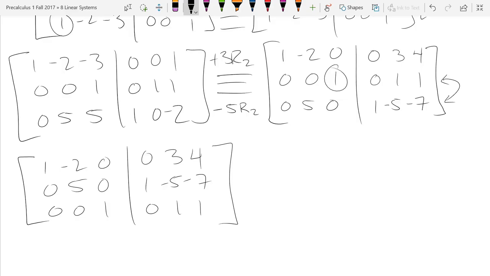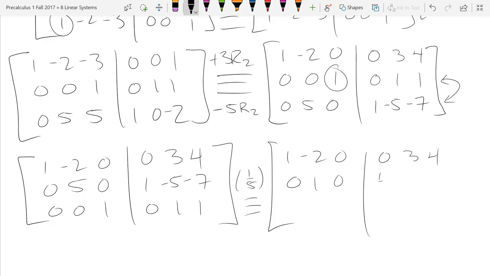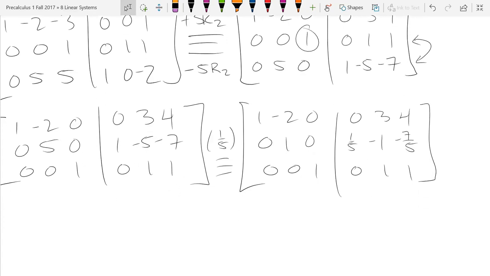All right, at this point, we really have no choice. We do have to multiply by 1/5. We delayed as long as possible. We're gonna multiply by 1/5. The good news is there's only one real row operation that we have to make here. This row operation will get us the identity on the left side.